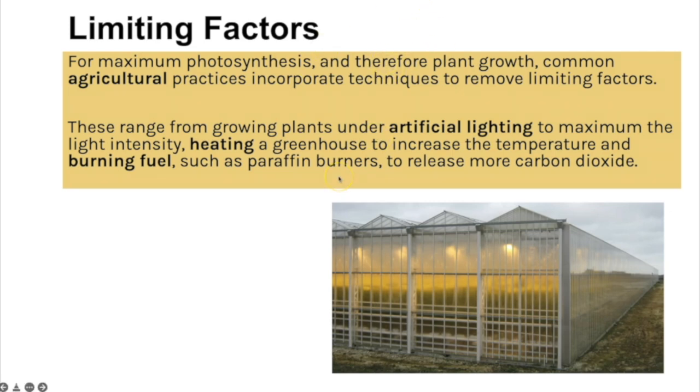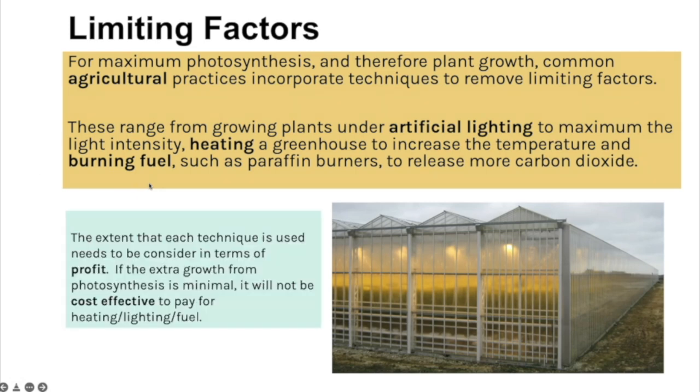So sometimes you get application questions linked to this. So the idea of adding in artificial lighting, heating a greenhouse, and that could be through burning fuels because that will also produce carbon dioxide. But all of those additions cost. So it has to be considered whether the cost of the additional light, heat or fuel is offset by the additional profit. So they have to make sure it's cost effective in order for it to be worthwhile to pay for those additional conditions.